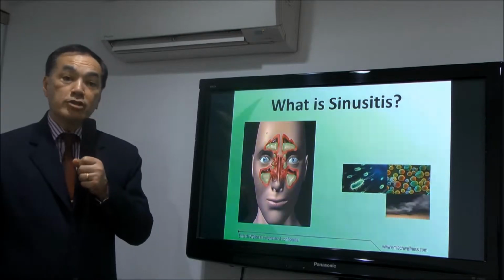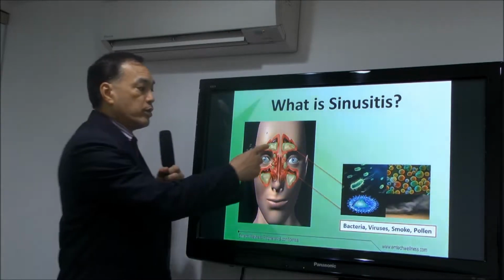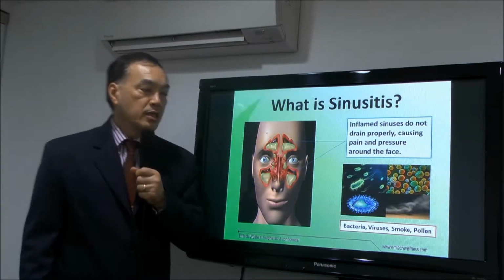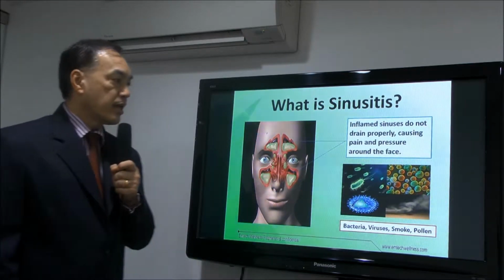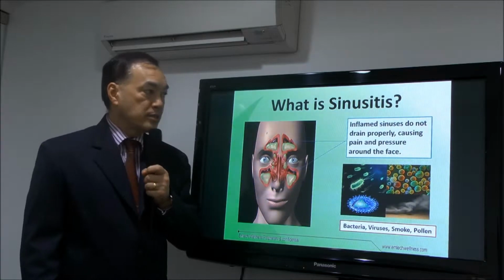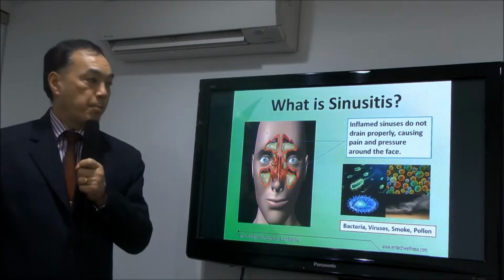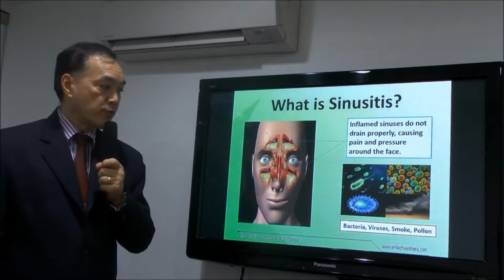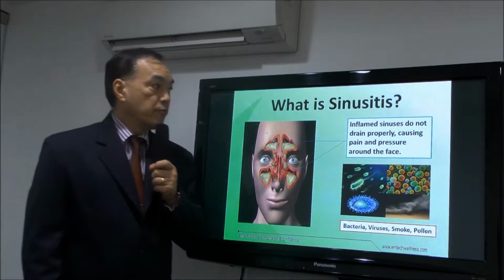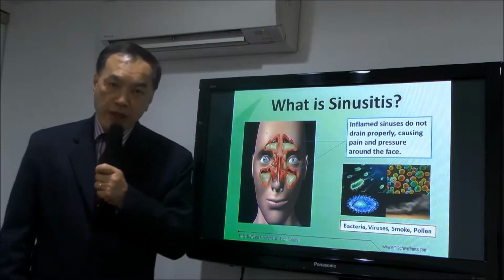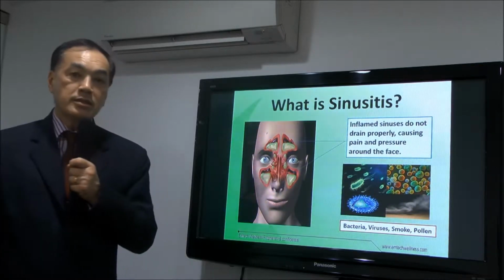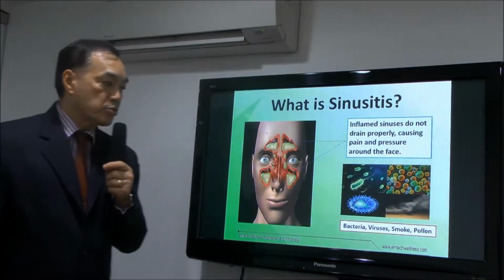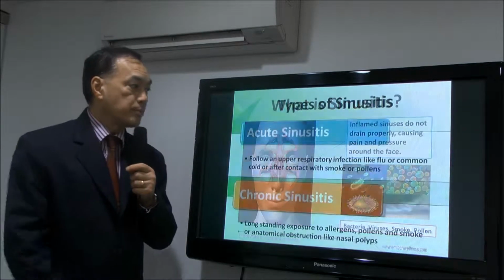Sinusitis is the inflammation and congestion, with a lot of liquid filling up those air spaces, causing a heaviness, even headaches and pressure in that area. Inflamed sinuses do not drain properly, therefore causing those symptoms I mentioned earlier around the face area. Much of it can be caused by infections, bacteria, viruses. Others can be caused by pollutants in the air, like smoke, pollens, etc.